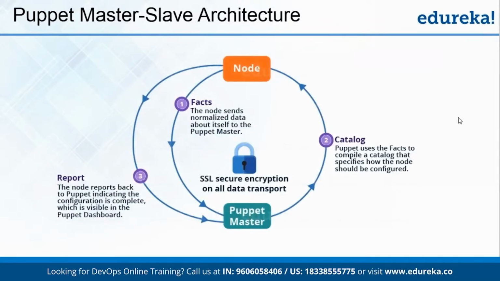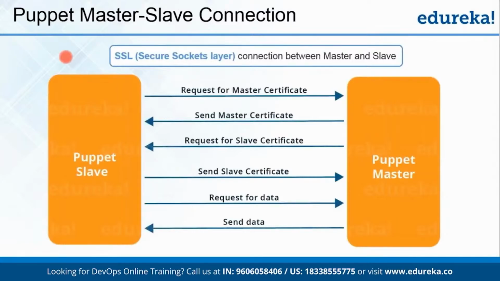Alright guys, so we'll move forward and see how the connection between the Puppet master and Puppet node happens. So this is how the Puppet master and slave connection happens. First of all, the Puppet slave requests the Puppet master certificate. Once Puppet master receives that request, it will send the master certificate. And once the Puppet slave has received the master certificate, Puppet master will again send a request to the slave regarding its own certificate. So it will request the Puppet agent to send its own certificate. The Puppet slave will generate its own certificate and send it to Puppet master.